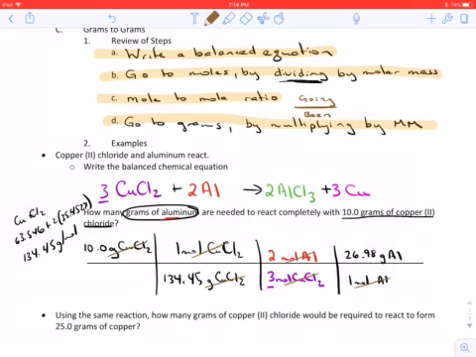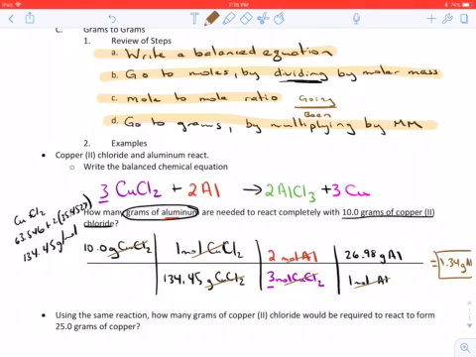So now we're just ready to do the calculations. So we got 26.98 times 2 times 10. And then we're going to divide by 134.45. We're going to hit equals, and then we're going to divide by 3. And this should give us 1.34. When we type it in our calculator, we should get 1.34. And our label is grams of Al. And there's our answer. Alright, so hopefully that makes sense.